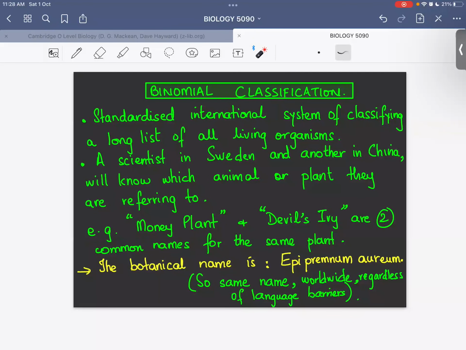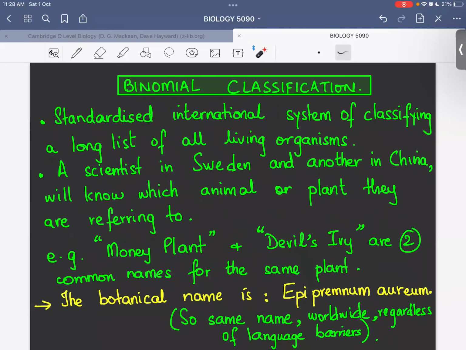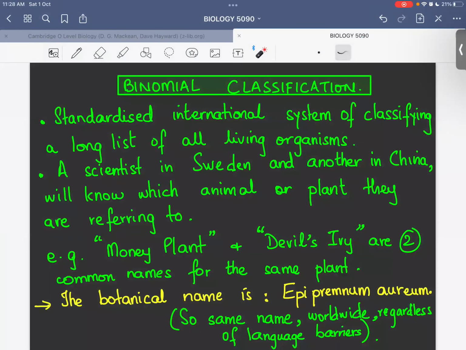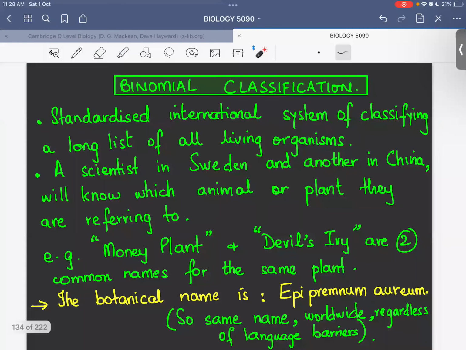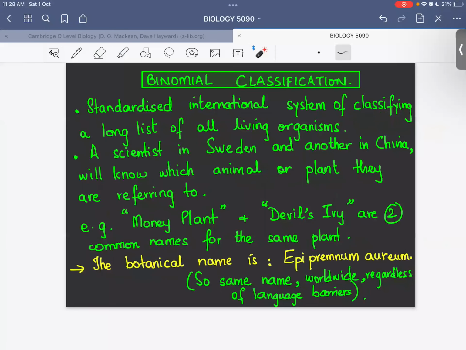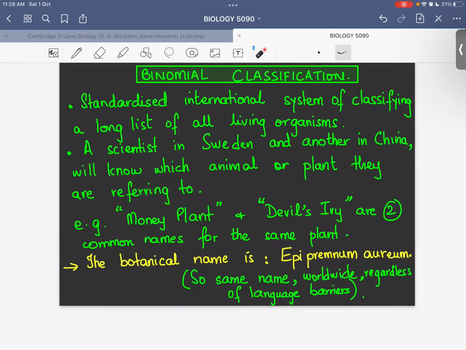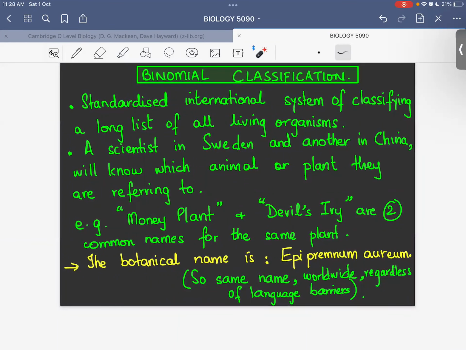Bi means two and nomial means names. So two names wali baat is puri discussion mein kahan aa rahi hai? The money plant wala thing is also known as devil's ivy. Okay, so isn't money plant and devil's ivy a very nice name? Yeah. Why do we want to replace it with the name epipremnum aureum? Itna mushkil hai, mujhse to bola hi nahi ja raha. Why don't I just simply say money plant?